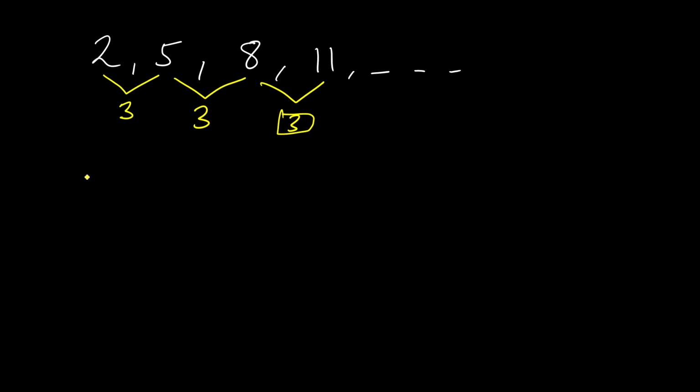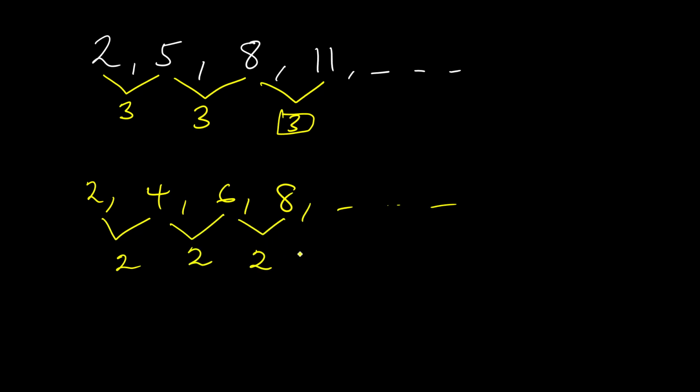So we can also talk about this: 2, 4, 6, 8. So 2, 4, the difference is 2. 4, 6, 2. 6, 8, 2. So with this, you can see the next digit is 10, 12, 14, 16, and what have you, because we know that the difference between the numbers here is 2, 2, 2, 2.